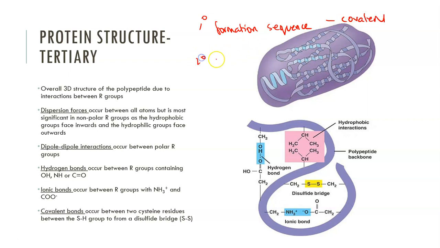Secondary structure is the alpha helix and beta pleated sheet, which is hydrogen bonding with the amide groups. Then tertiary structure is how these pleats and helices fold together to give the overall three-dimensional structure.